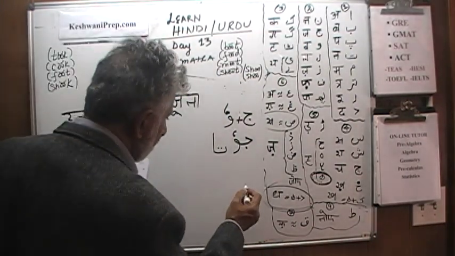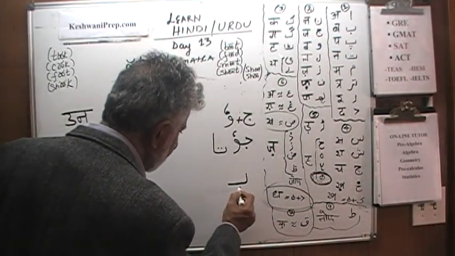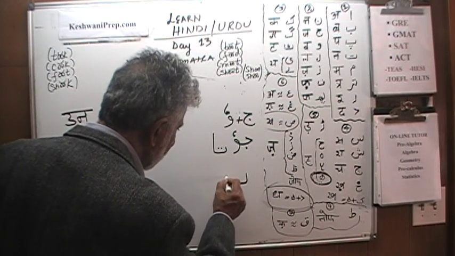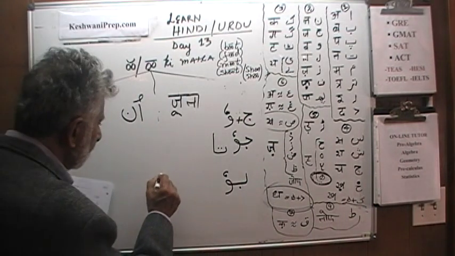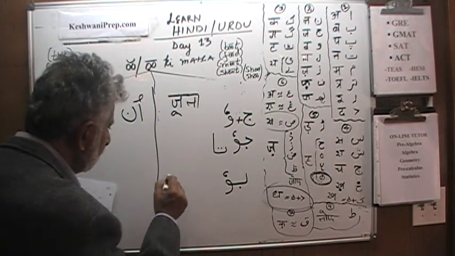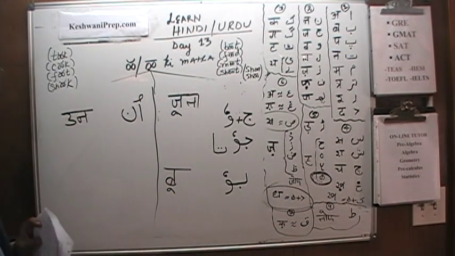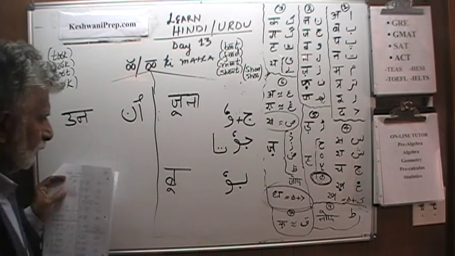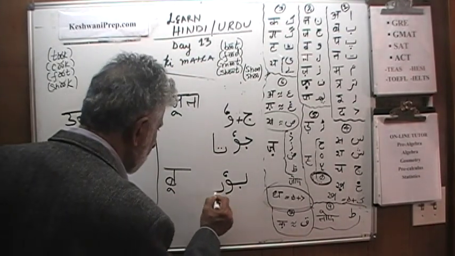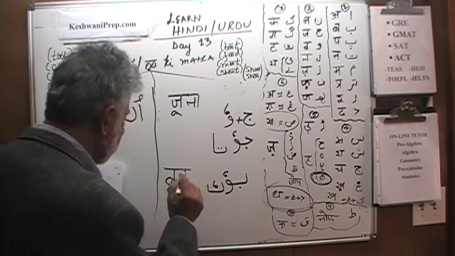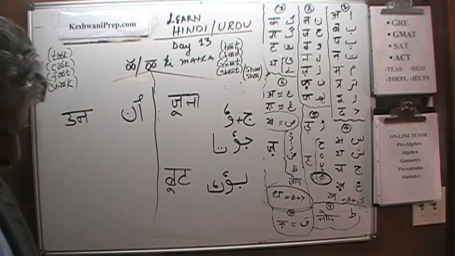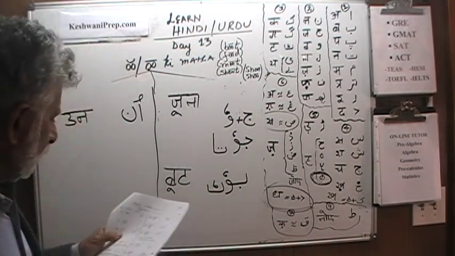Here's another one with a big one. Here's b, and then a waw, and then an ulta pesh. That makes a boo. The longer one, the badi u ki matra. Boo. T. Boot. Boot as in foot.